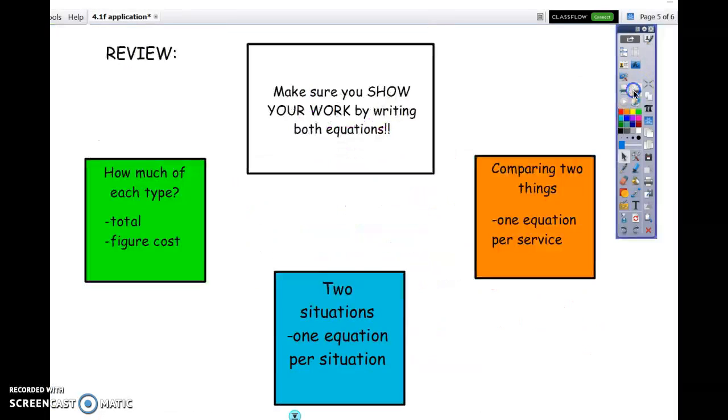And we're done. So make sure you show all your work by writing both equations. Remember, we're solving using systems of equations, so you need to have the equations. The 3 different types that we looked at, all that changes is that initial setup of your equations. Your equations will look a little bit different. All right. Remember to answer the questions at the bottom and then hit submit.